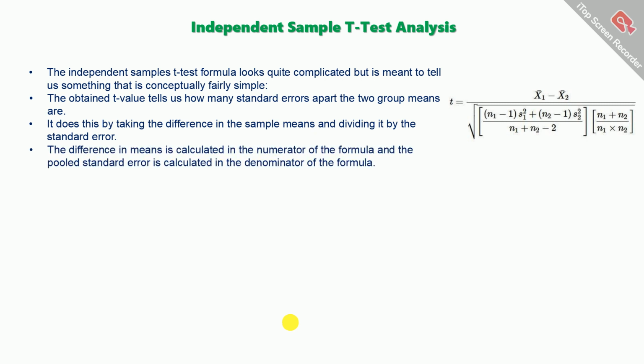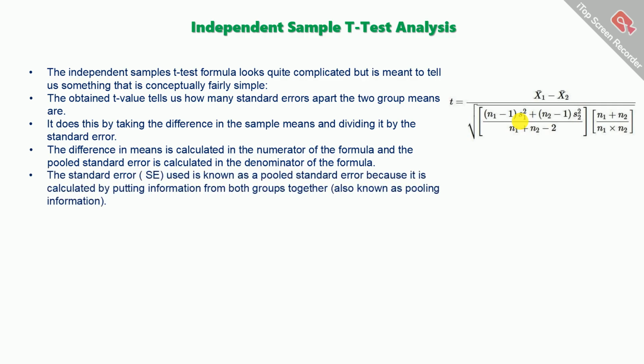The difference in the means is calculated in the numerator of the formula, and the pooled standard error is calculated in the denominator. So this is the difference between the two independent group means, and this is the pooled standard error. The standard error used is known as the pooled standard error because it is calculated by putting information from both the groups together, and this is also known as pooling information. Therefore, we can understand the formula's main construction and outcomes as follows.